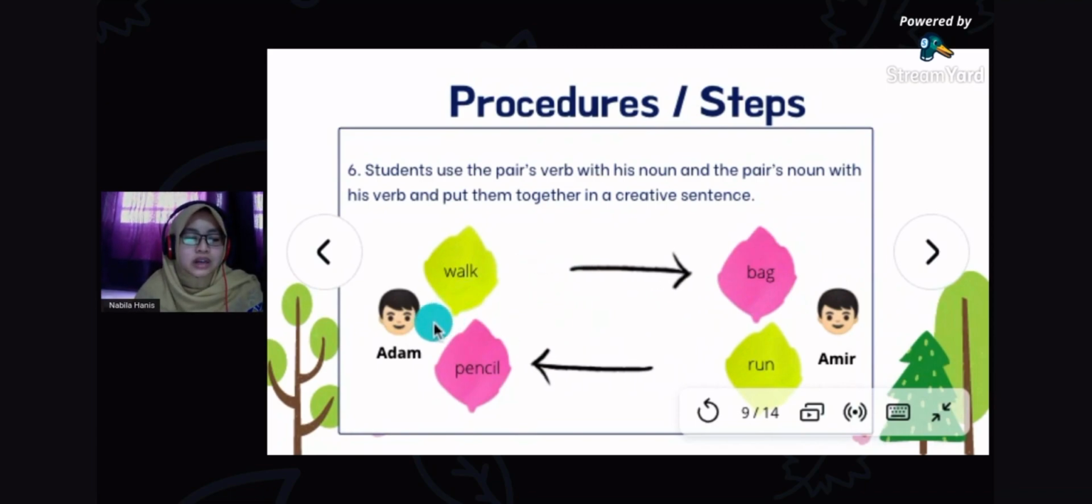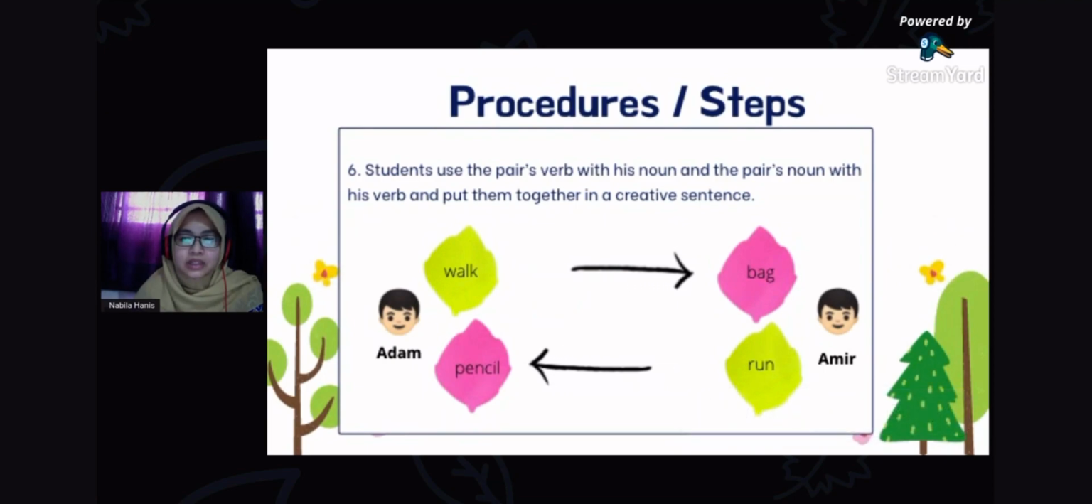Okay, for instance, Adam's verb is walk, while Amir's noun is back. So they need to match and see if they are possible to be matched. And like mentioned earlier, if there happens to be an inappropriate match, students may refer to their teacher for assistance. So this step basically trains students to think of the meaning of their partner's verbs and nouns and come up with the best possible match.